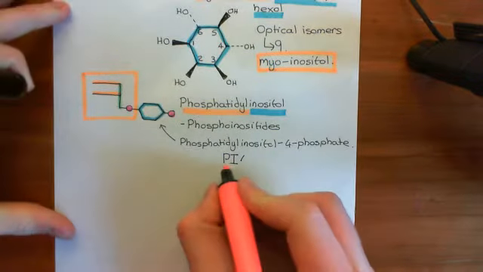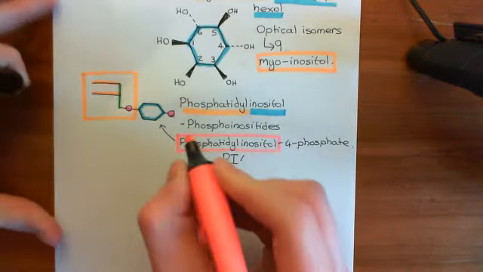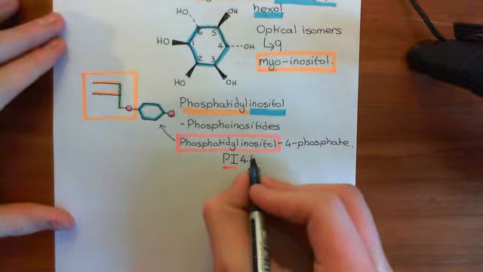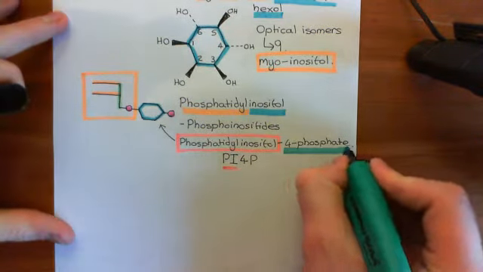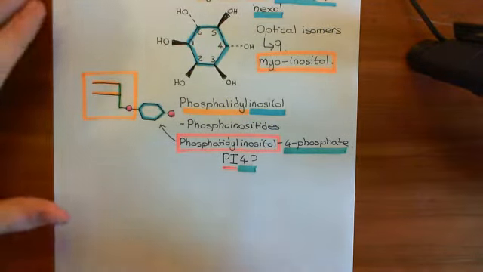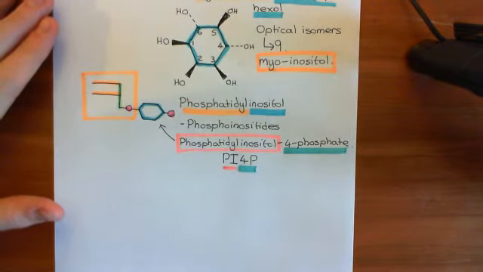And for short, phosphatidyl inositol 4-phosphate is often abbreviated to PI4P. So this portion here just stands for phosphatidyl inositol. Okay, then we've got 4, and then P for phosphate here. So the 4P stands for 4-phosphate there. PI4P. Okay, right. That's an example of a phosphoinositide.